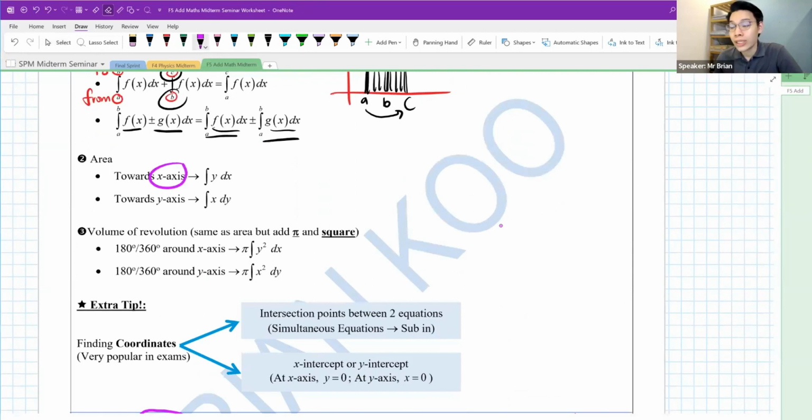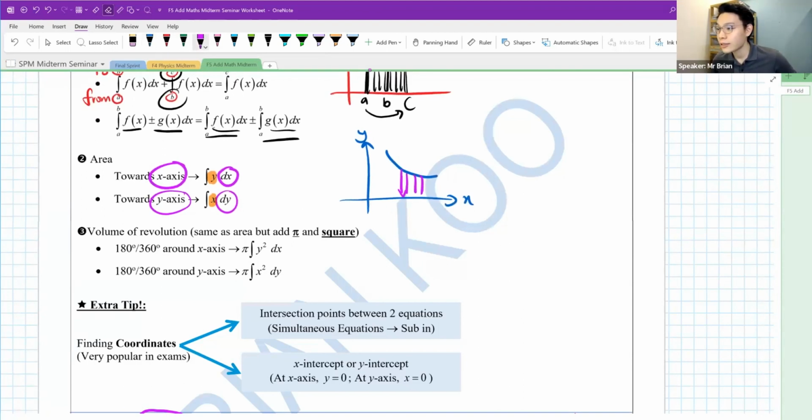Whenever you want to integrate with respect to the x-axis, always remember it is dx. That is how you decide whether you want to do dx or dy. Meanwhile, the differential at the end always tells you what you need to make the subject. Say you want to integrate to the x-axis, meaning it looks like this. This is the area you get from the curve to the x-axis. Integrate to the y-axis, meaning it looks like this. Can you see the difference? This is dy, this is dx. So this is what you need to make the subject.